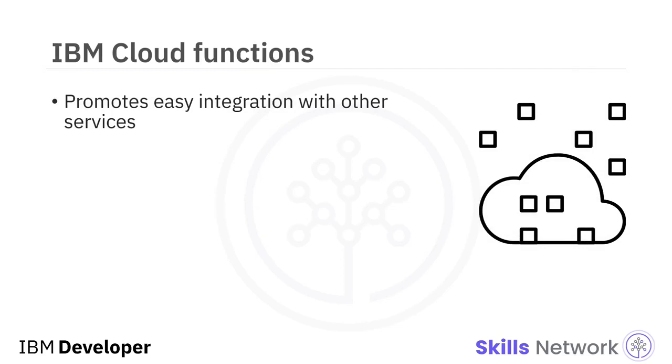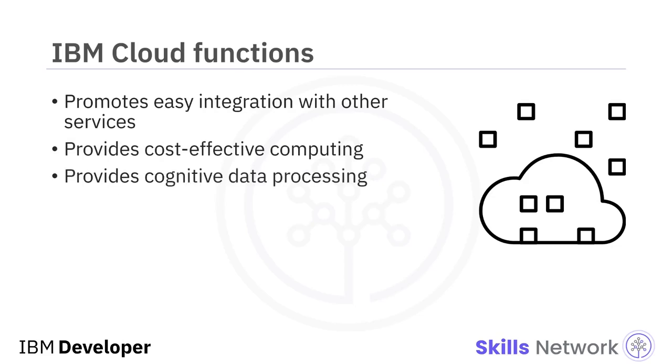IBM Cloud Functions promote easy integration with your other services by allowing you to trigger your actions from events or directly via REST API. With IBM Cloud Functions, you only pay for what time you use, down to 1/10 of a second. Part of IBM Cloud Functions is the powerful cognitive service of IBM Watson, for example, to detect objects or people appearing in images or videos.